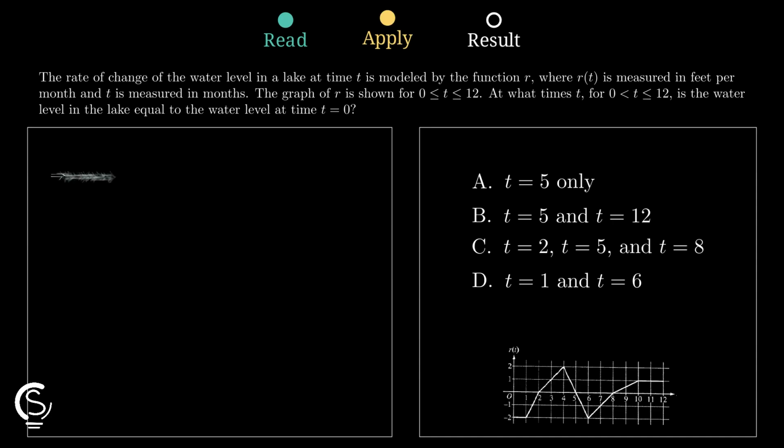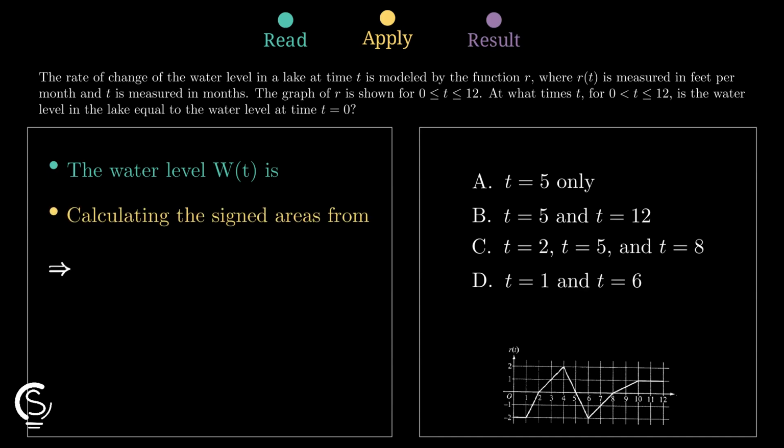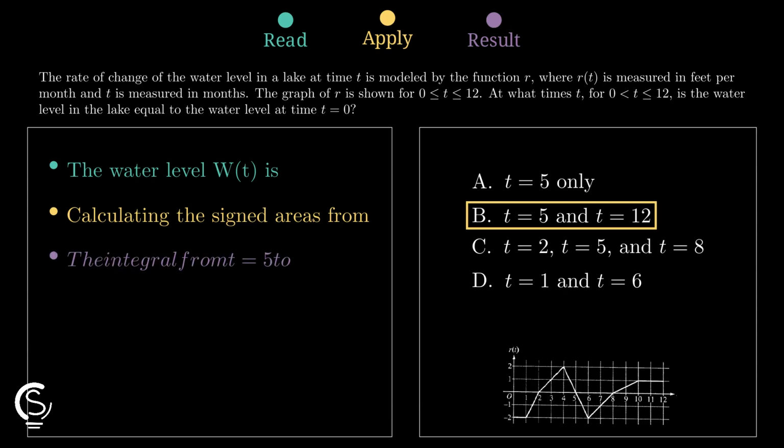Starting at 0, the area increases until time 2, then decreases. By time 5, the negative area exactly cancels the positive area, making the total net change 0 for the first time. The area becomes negative, then positive. By time 12, these sections balance, returning the water level to 0. This confirms our result.